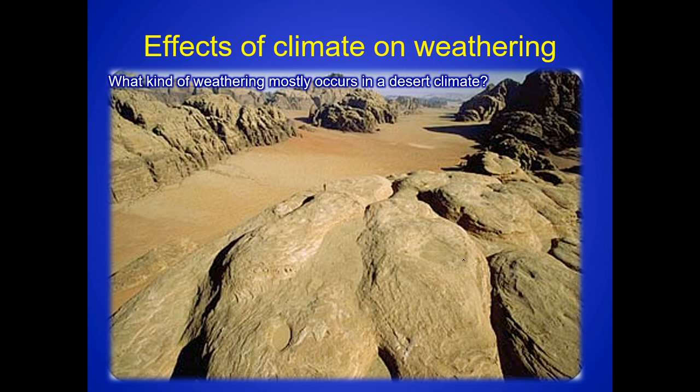Now, this last part, I just kind of want to put this out here and have you guys think through what effect climate might have on weathering. So, if you were to imagine, for example, a desert climate, what kind of weathering processes do you think would be common here? There are certain things you're not going to have, like frost wedging, right? That's not going to be a problem. But something that could be big here is thermal expansion, right?